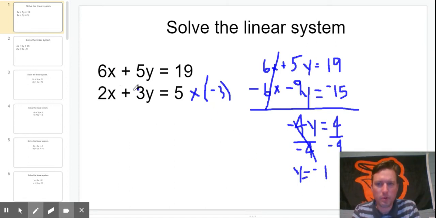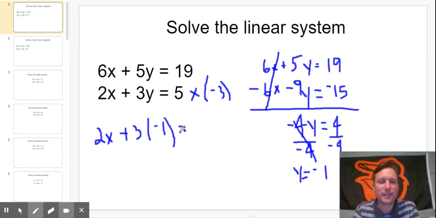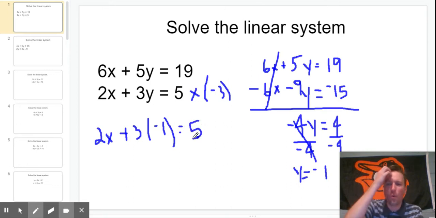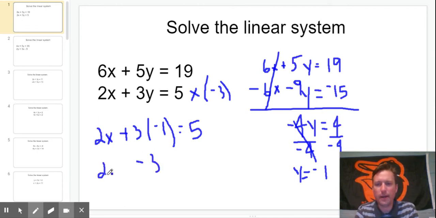So either equation would work. I'll pick the 2x one. So 2x, solving for x, plus 3 times negative 1 equals 5. So now we're going to solve for x. 3 times negative 1 gives you negative 3. I drop my 2x here. 2x plus negative 3. My pen's stuck here. Having a little bit of trouble here tonight. And that equals 5.